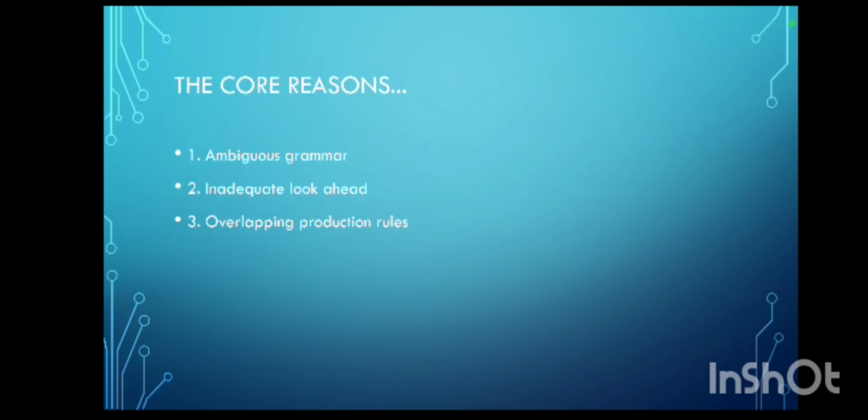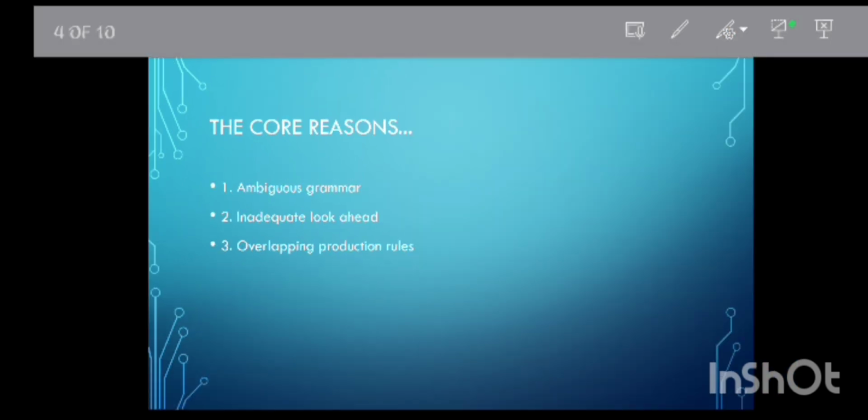There are some core reasons also in that. First one is ambiguous grammar, second one is inadequate look ahead, third one is overlapping production rules. Let's see first, that is ambiguous grammar. Two or more grammar rules produce the same string of tokens. The parser can't tell which one to use while reducing.